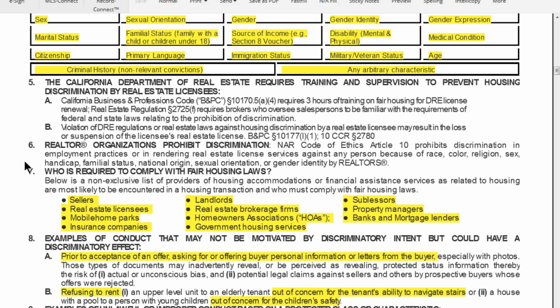Section 6 details that realtor organizations prohibit discrimination. The NAR Code of Ethics specifically prohibits discrimination. And Section 7 details who is required to comply with fair housing laws. Now, I highlighted everybody that is included, and it pretty much covers everybody. So if you want to look through this list, you'll get a better idea of how inclusive these regulations are.